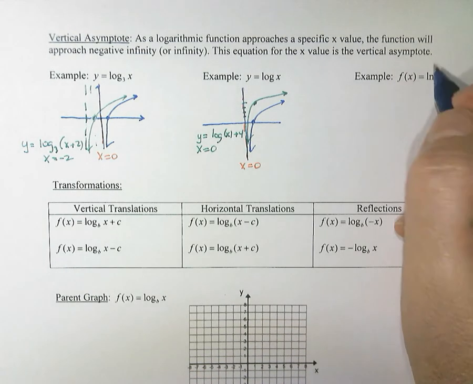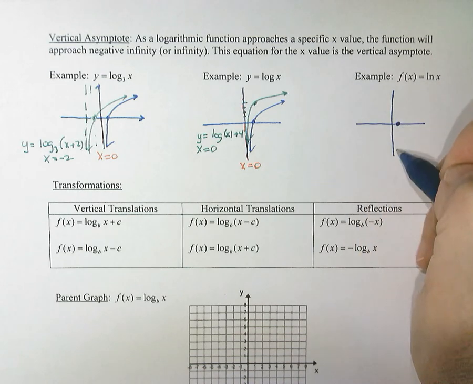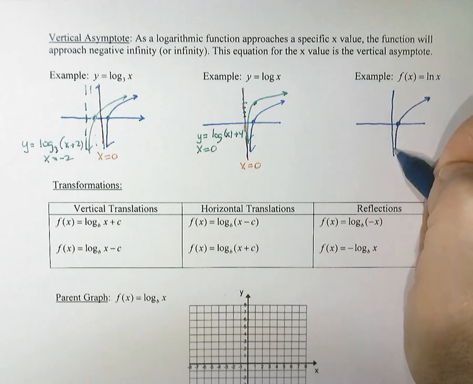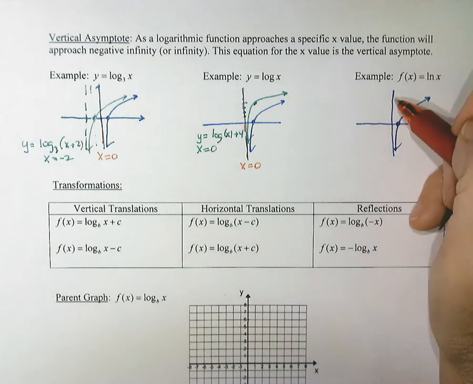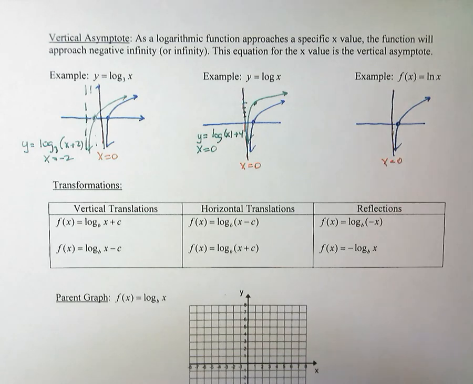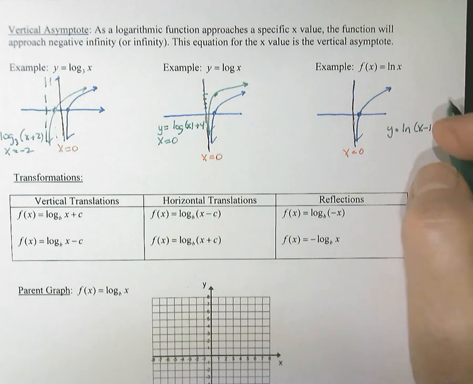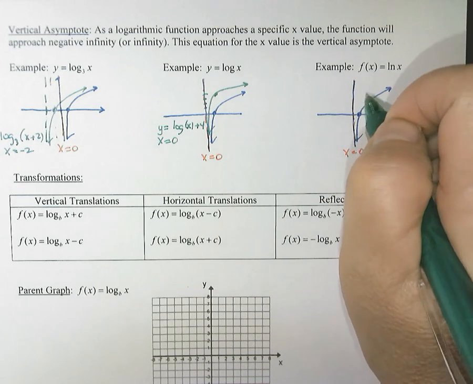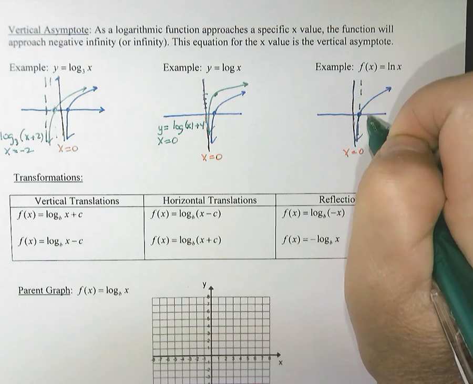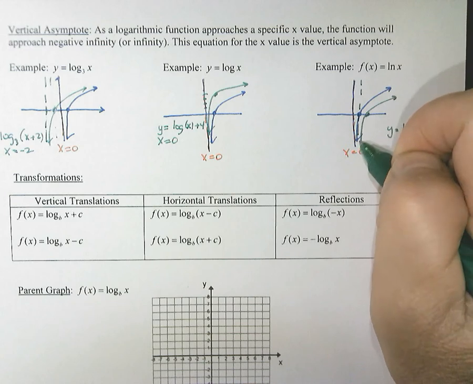Let's look at a natural log of x. We're not even going to put the y values here. It's still going to go through the point 1, 0. It still has this vertical asymptote at x equals 0. But then when it changes this to y equals natural log of x minus 1, this is going to move right 1. So if it moves right 1, it's going to move my asymptote right 1, and it moves my x-intercept right 1.